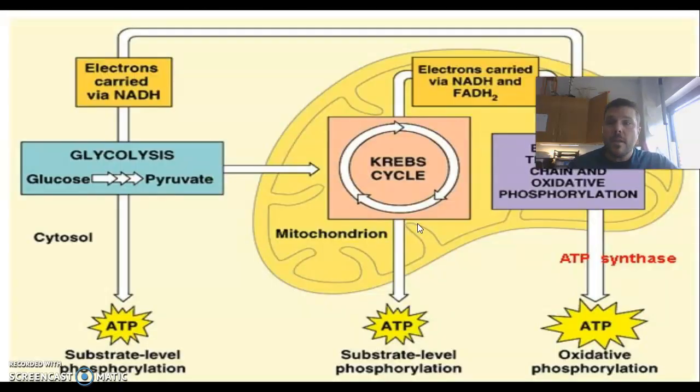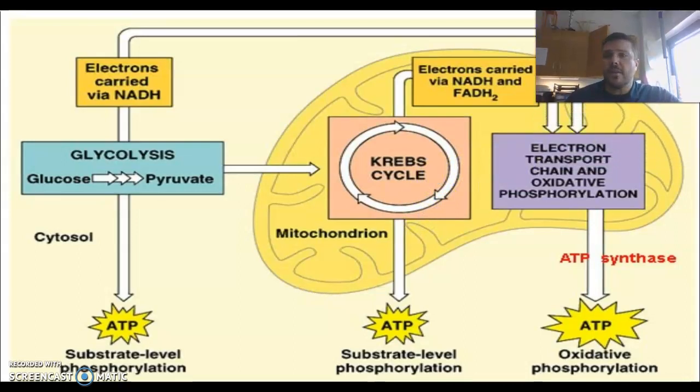Here is a broad overview of everything that's going on. We've got three main steps. We have this step called glycolysis. That's where we're going to break glucose down into two pyruvates. Those are going to go into the Krebs cycle. The Krebs cycle is going to result in us getting some ATP. Oh, sorry. Glycolysis also results in a little bit of ATP.